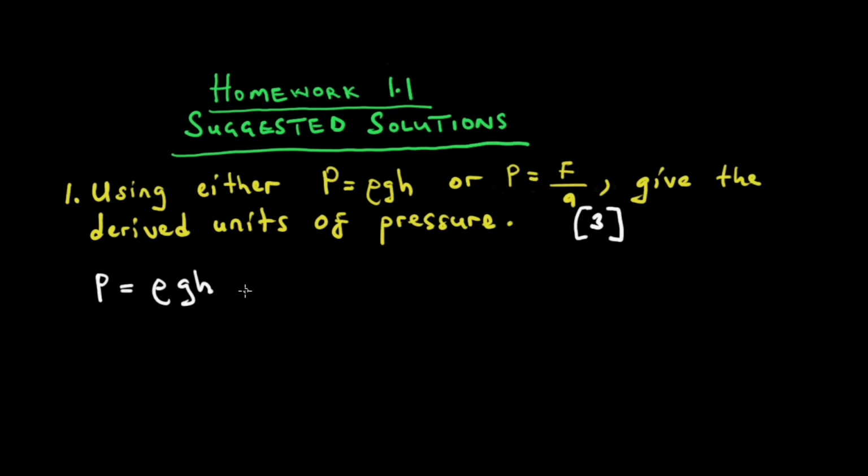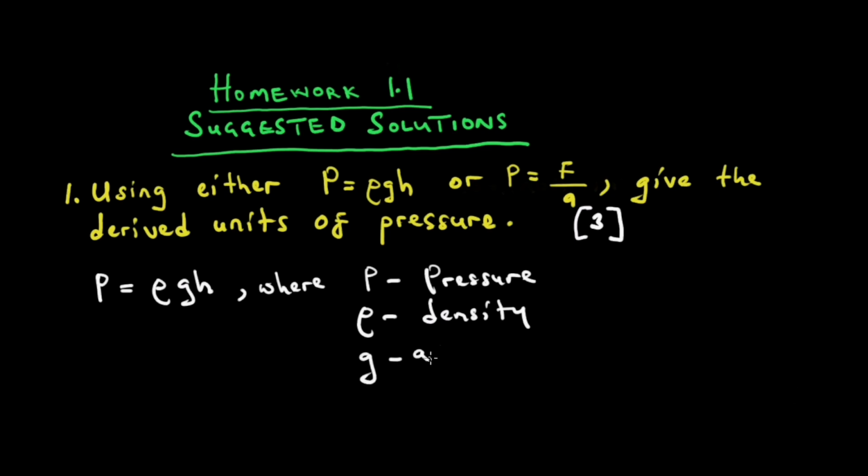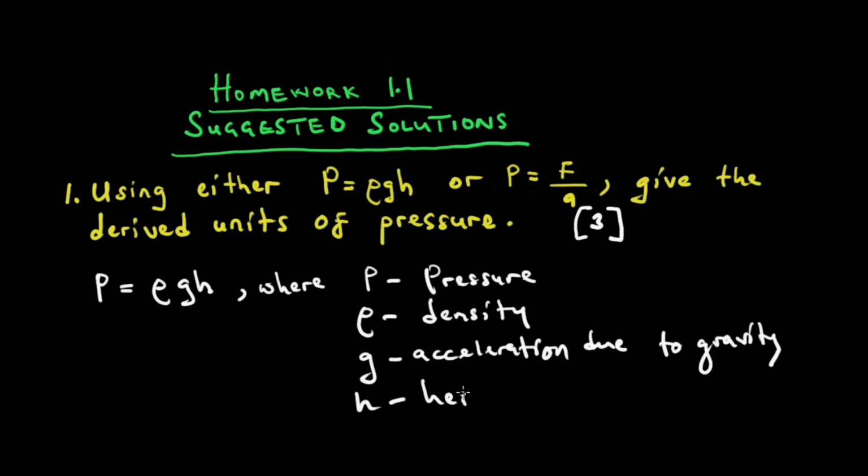So maybe let us define this. Teta kuti where P is pressure, then rho yakamirira density, G yakamirira acceleration due to gravity. So it's acceleration due to gravity. And H yakamirira height above the point of pressure. Patongoti edu height. So how do we give the derived units of pressure?